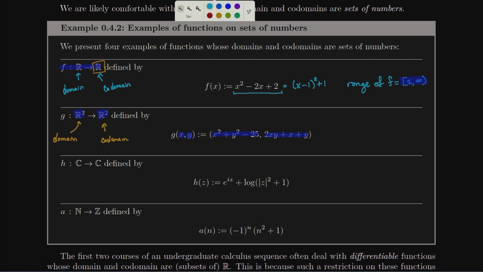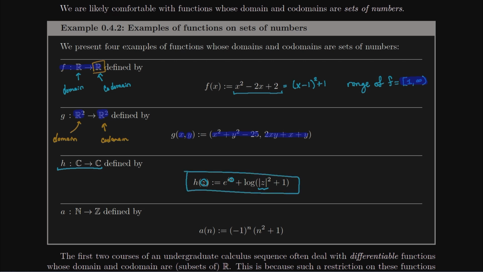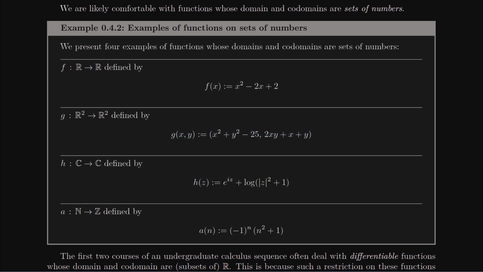We can also have complex functions, h going from C to C, and there's my complex variable. Let's say I take the exponential of i times the complex variable plus log of, you'll recognize that as the norm or magnitude squared of the complex number plus 1. So this is a perfectly well-defined function for which every input that's a complex number will give me an output that is also a complex number.